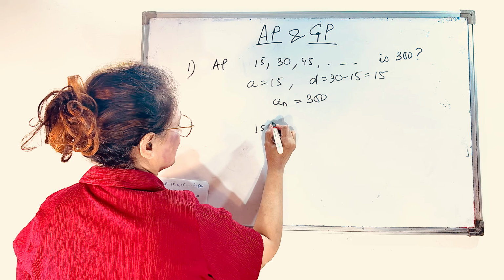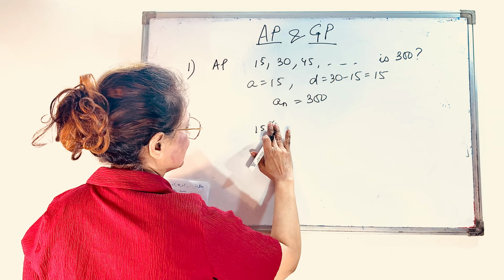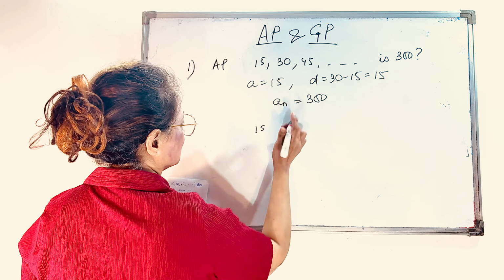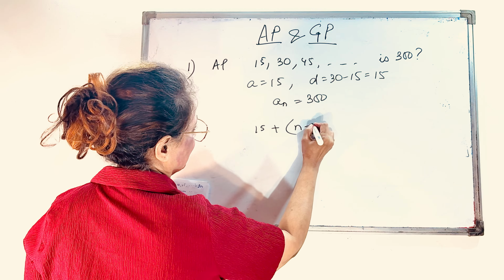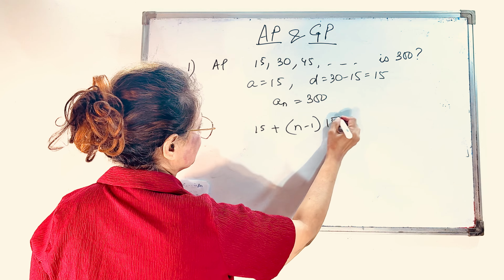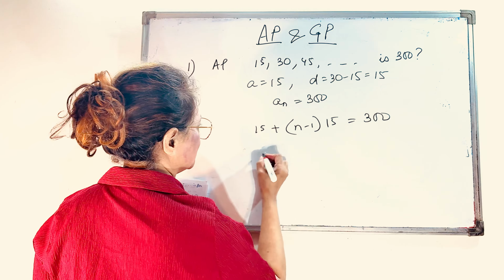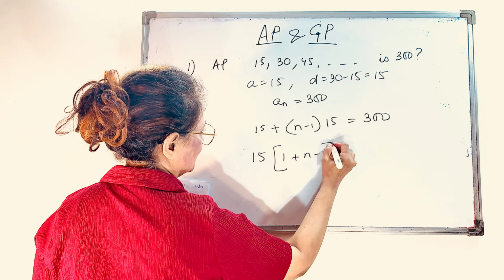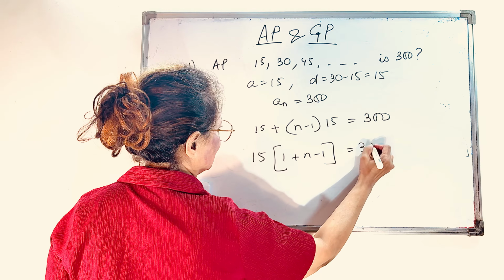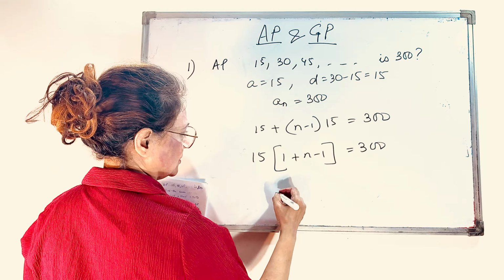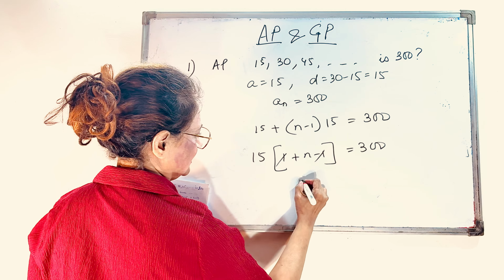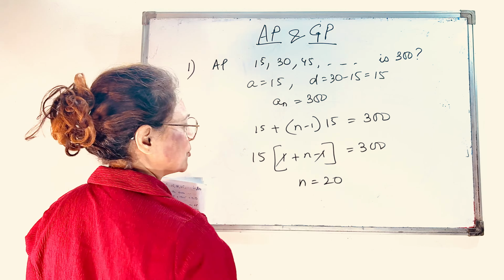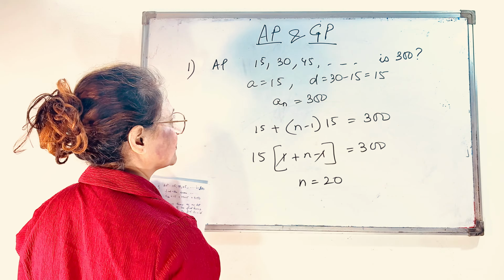So what is that? A plus n minus 1 d, no? Nth term. So a plus n minus 1 d, n is the unknown and d is also 15. This is given to be 300. 15 common, 1 plus n minus 1 is 300. So that becomes 300, this cancelled, and we get n is 20. Got it? And then they have asked, find the sum of those terms.